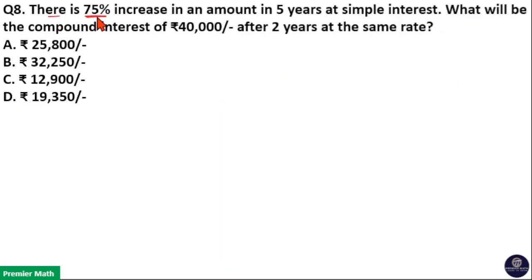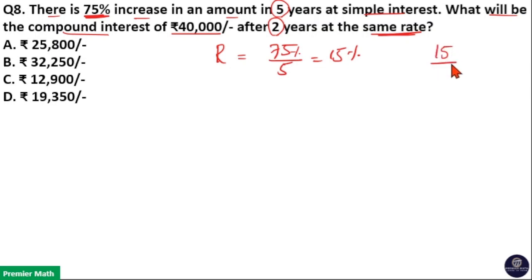There is a 75% increase in amount in 5 years at simple interest. What will be the compound interest of rupees 40,000 after 2 years at the same rate? Here, for 5 years, increase is equal to 75%. Then, for 1 year, increase is equal to 75 by 5, that is 15%. So, rate is equal to 15%. That means 15 by 100. 5 goes 3 times in 15, 5 goes 20 times in 100. So 20 unit is the principal and 3 unit is the interest.